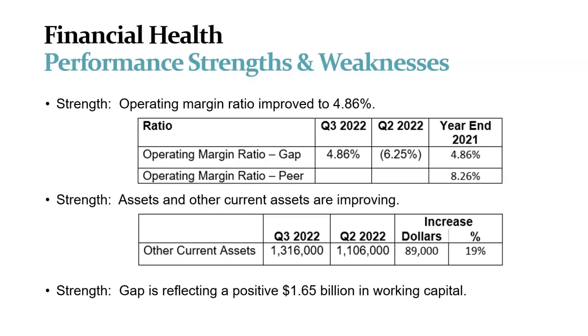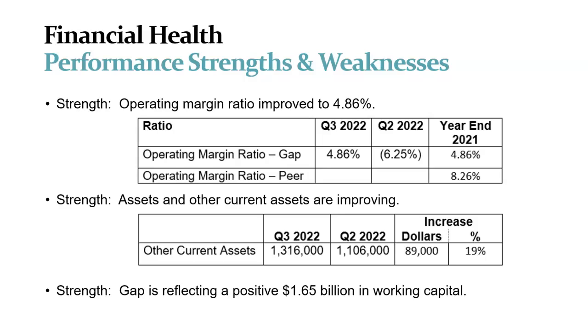For starters, the operating margin ratio improved to 4.86% from a negative 6.25% the prior quarter. While Gap's numbers were lagging peer companies at the end of the year, Gap is showing greater improvement than those same companies.